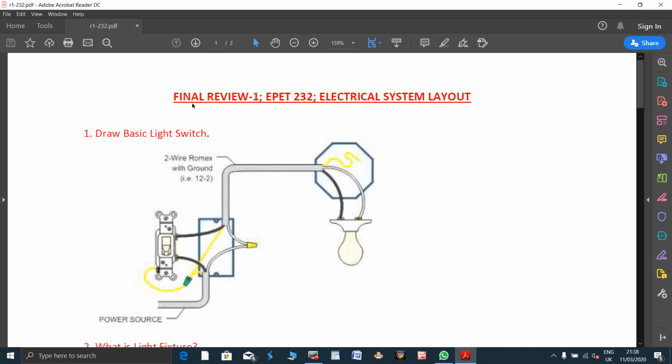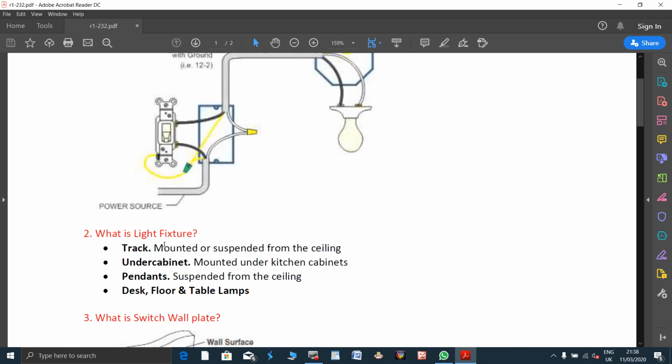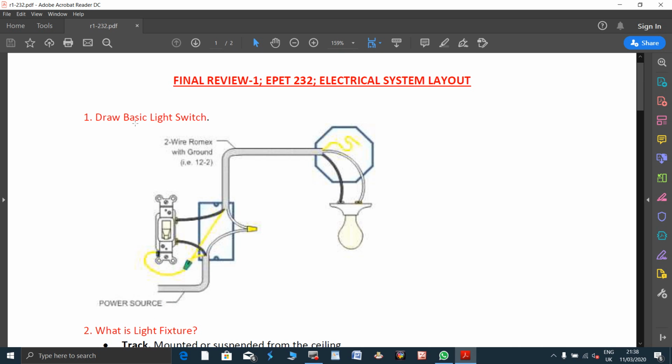Draw basic light switch. Switch is an electrical device which is used to switch on and off by moving the position. Here you have maybe two LEDs which glow to indicate whether the switch is in on or off, and here you have a 2-wire cable that goes into the bulb which switches it on and off, and here you have the power source. So draw the basic light switch.